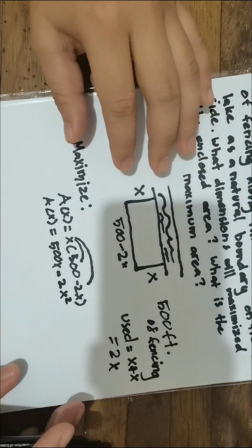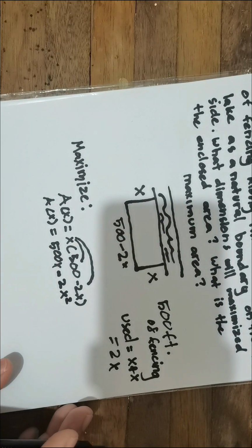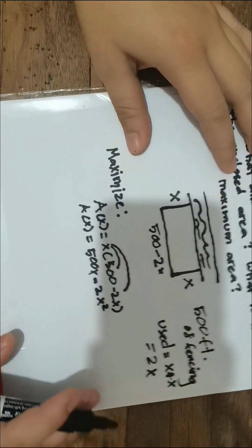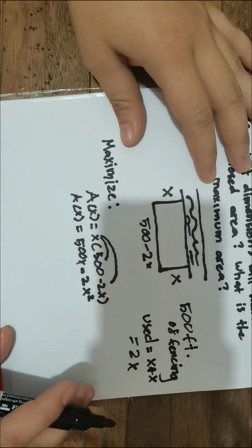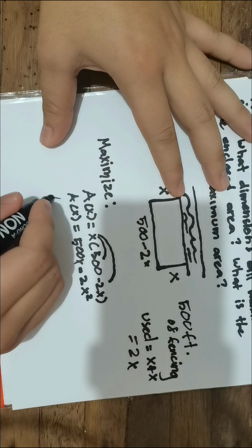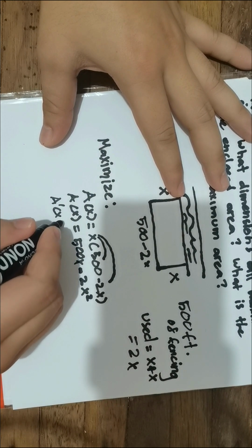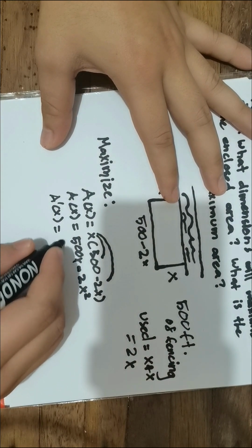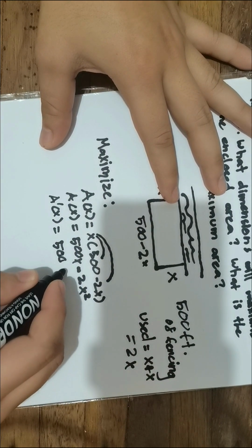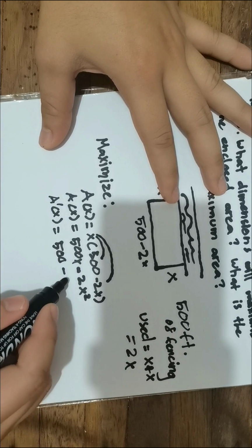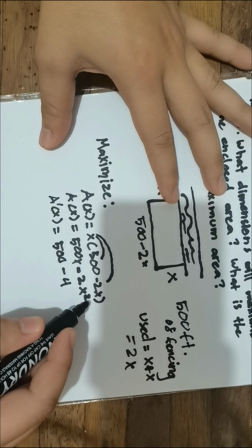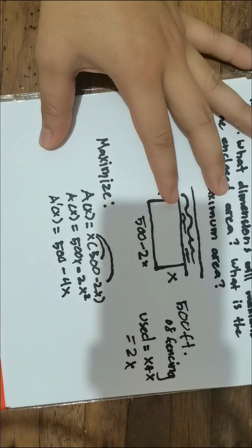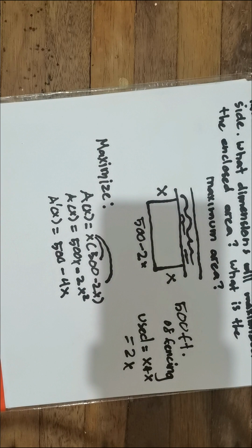Next, we're going to find the derivative of this problem. So now let's put the derivative in it. The derivative of the area is equal to, here we're going to put 500 only. And here 2 times 2 is equal to 4. And 2 minus 1 is equal to 1. So we're just going to put 1x.